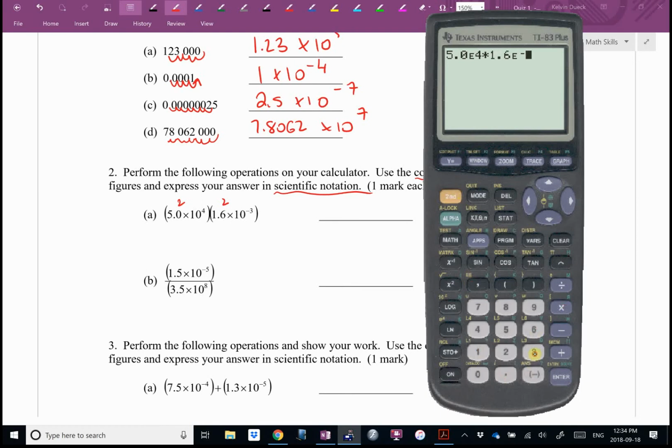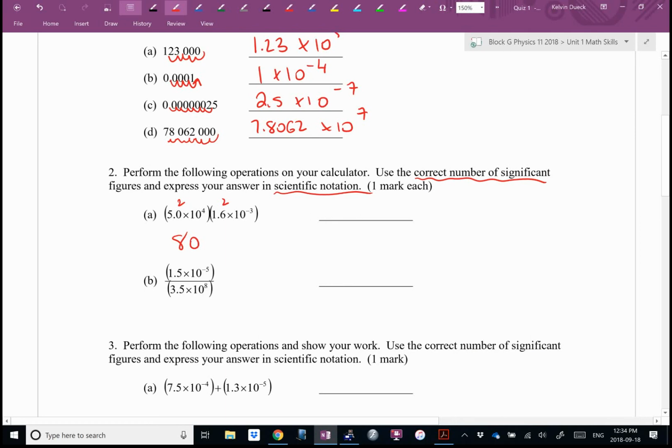1.6, scientific notation, negative 3. That would be wrong, because how many sig figs is that? 1. That's 2 sig figs. If they had said don't write in scientific notation, that's what I've written, but they want scientific notation. So I have to go 8.0. There's 2 sig figs times 10 to the 1. If you didn't put a 1 there, if you just left it blank, it's understood that there's a 1 there, but there does have to be a times 10. Half mark for the 8.0, half mark for the times 10.